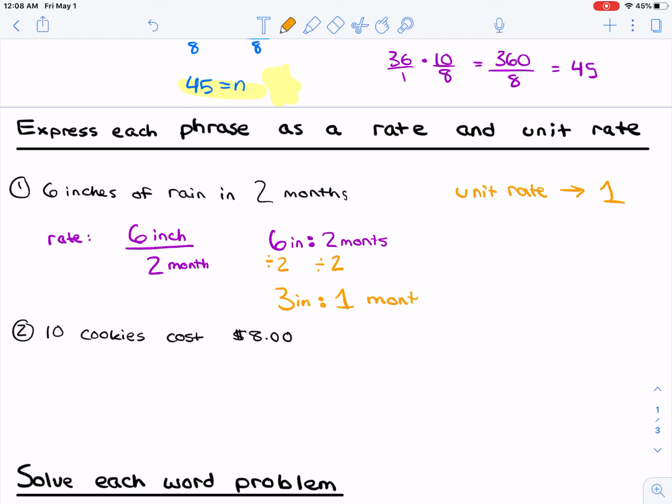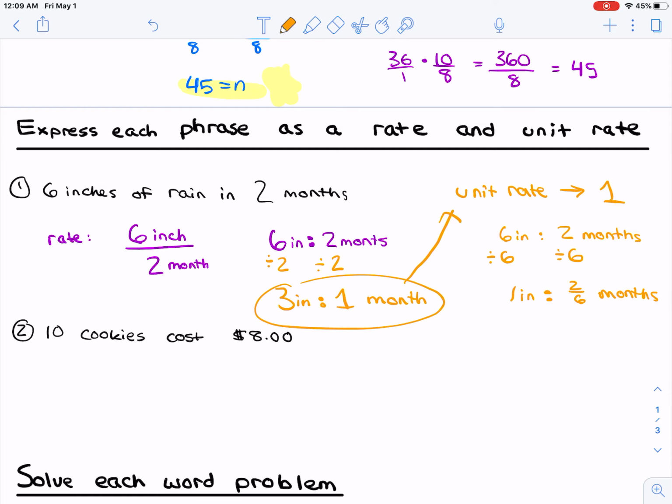So that's my unit rate, okay? And again, we could technically change the inches into 1 if we wanted. So how would you get inches to be 1? How would you change that 6? You divide by 6, and we'd have to do that on both sides. So we could say 1 inch to 6 months, okay? We could technically say it that way as well. I personally like this one since we're dealing with just whole numbers though.